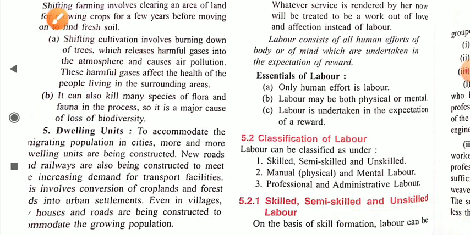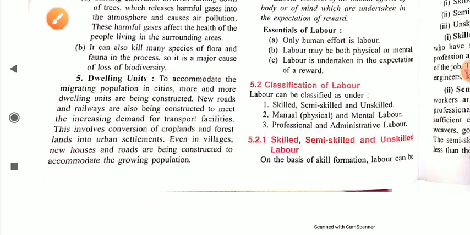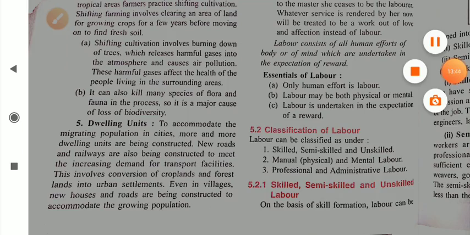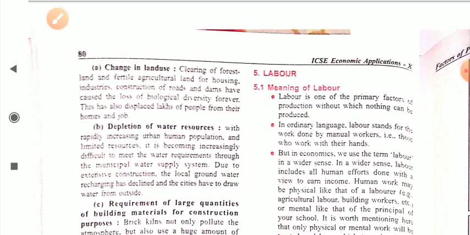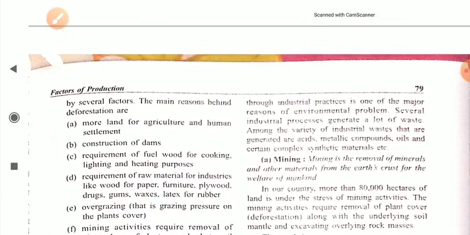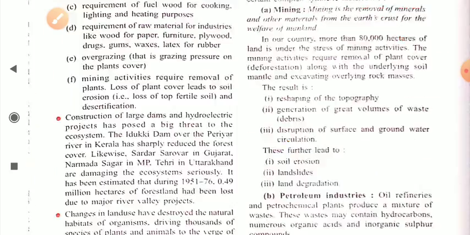Next is dwelling units. To accommodate the migrating population in cities, more and more dwelling units are being constructed. New roads and railways are also being constructed to meet the increasing demand for transport facilities. This involves conversion of croplands and forest land into urban settlements, dear student. So dwelling units have also increased these days. Because of this, our environment is degrading. And because of all these points, our ecosystem is destroyed, and our ecology is also destroyed. So these are the basic causes of destruction of the ecosystem.